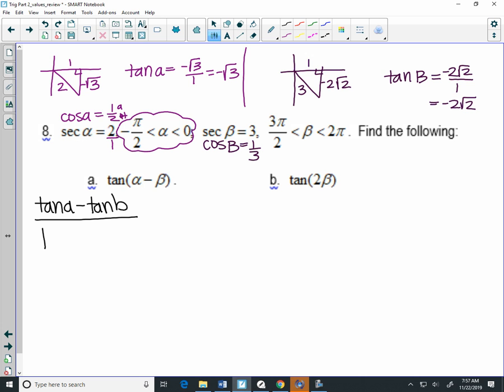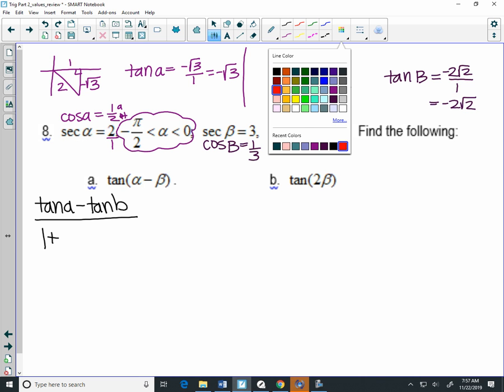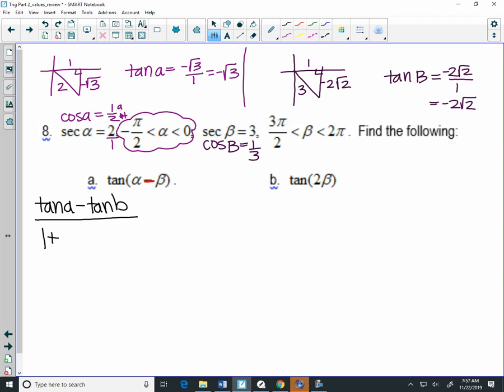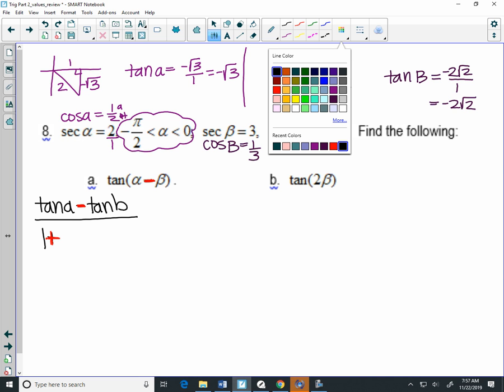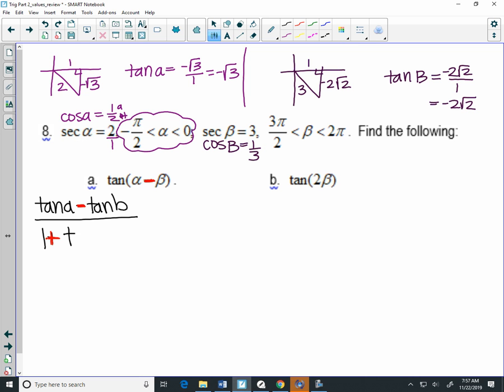over 1 plus, and again, those signs, sorry to stop in the middle there, those signs are following from this guy. If there's a minus in between, we have a minus on top and a plus on the bottom. If there was a plus in between, if we were doing tangent sum, those would be flipped. There would be a plus on top and a minus on the bottom. Okay, 1 plus tan of A times tan of B.